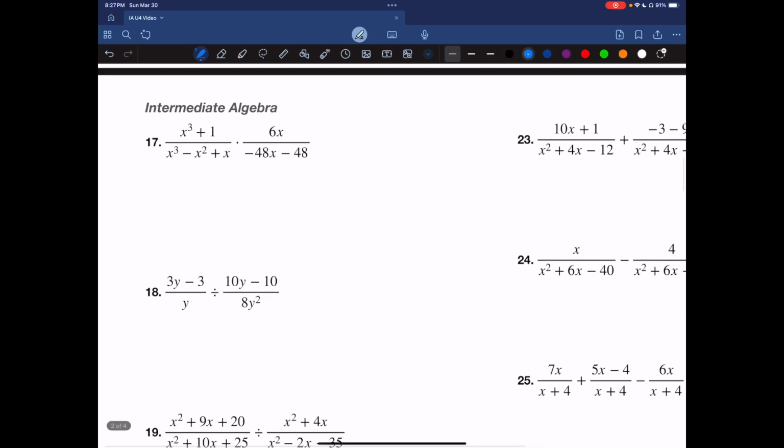Number 17. Right? We have a perfect cube on top. So it's a binomial and a trinomial.